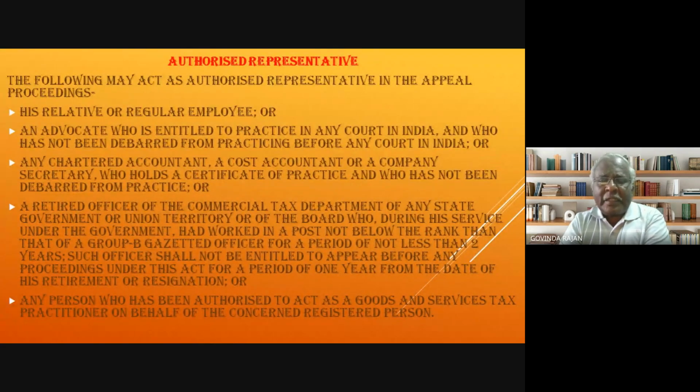A retired officer of the commercial tax department of any state government or any territorial or the board, who during the service under the government had worked in a post not below the rank of group B gazetted officer for a period of not less than 2 years. In respect of the department, it's not that any retired department person will automatically come to the field for practicing tax matters. A retired commercial tax officer may practice before the tribunal, but the condition is that he must have been a group B officer in his employment and served not less than 2 years. Such persons are entitled to appear in proceedings under the Act, but such an officer cannot appear for 1 year. After 1 year, they can appear.